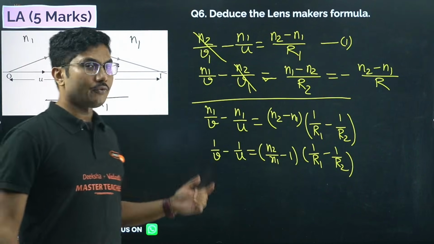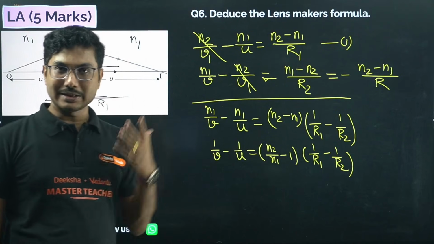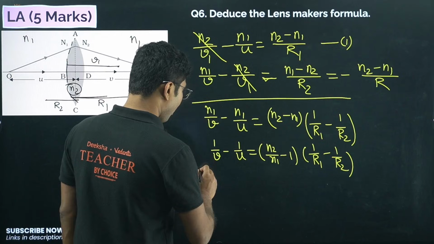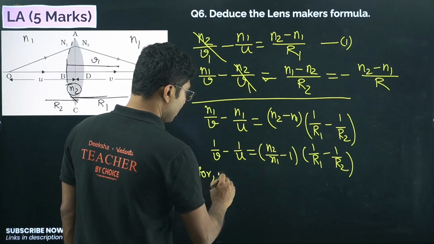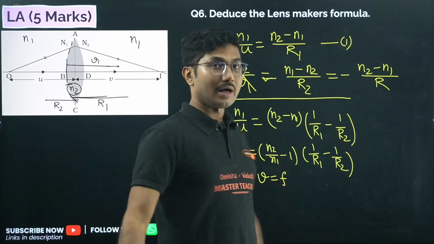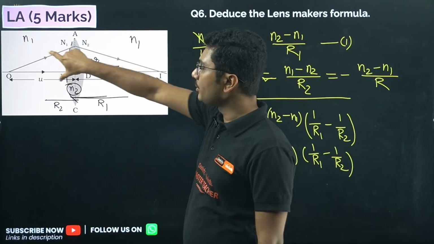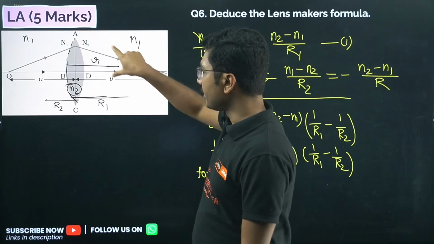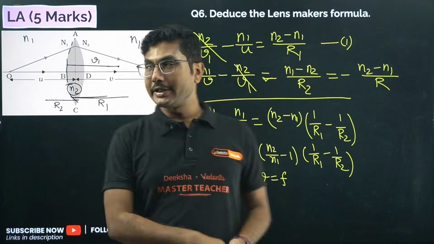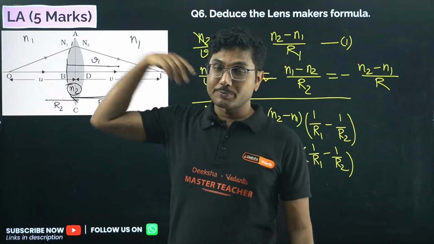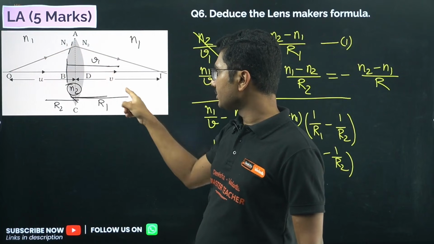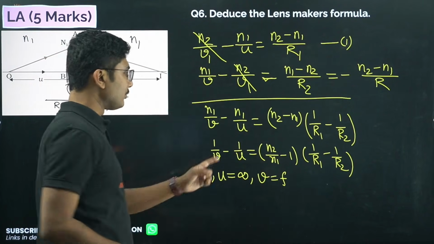Now this is not the focal length. You can use the lens equation, but I generally don't prefer to use it. So what will we be doing? We will say that for u equals infinity, v equals f. If an object is located at infinity, that is a parallel beam of light is falling on the lens, then the image is formed exactly at the focus. That is the definition, right? Object at infinity means parallel rays of light. If parallel rays of light fall on the lens, then they pass through the focus, right?